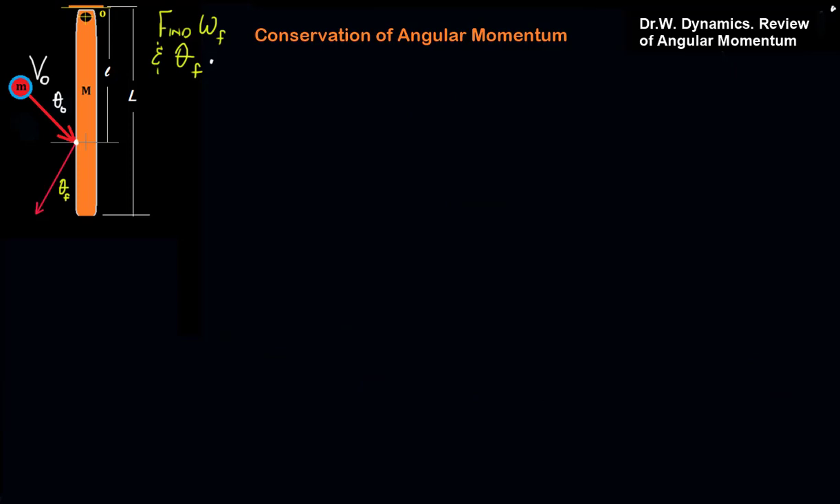Here we have the same mass striking a long bar of length L, elastically this time, and it rebounds off. And we're asked to find omega final for the bar and theta final, the rebound angle for the small mass. We can start by breaking things up into components. And here we have V0, which we know we can make a Vy from that, and a Vx.